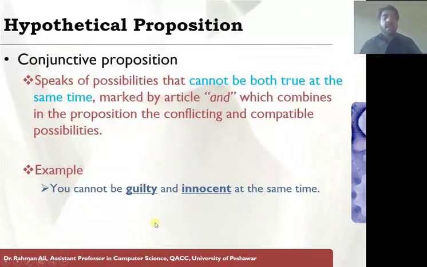The last type of hypothetical proposition is the conjunctive proposition, which means that the parts cannot both be true at the same time, and it can be identified with the help of the keyword and. The word and will be used inside the proposition. You cannot be guilty and innocent at the same time. If you are guilty, then you cannot be innocent, and if you are innocent, you cannot be guilty. So this and is the conjunctive. Either you will be guilty or you will be innocent.